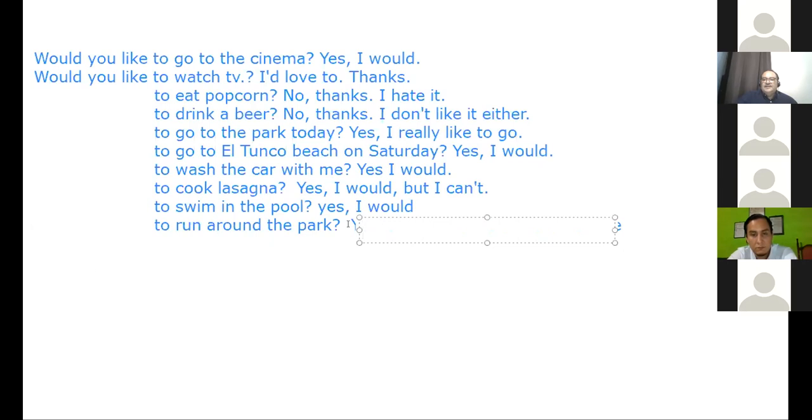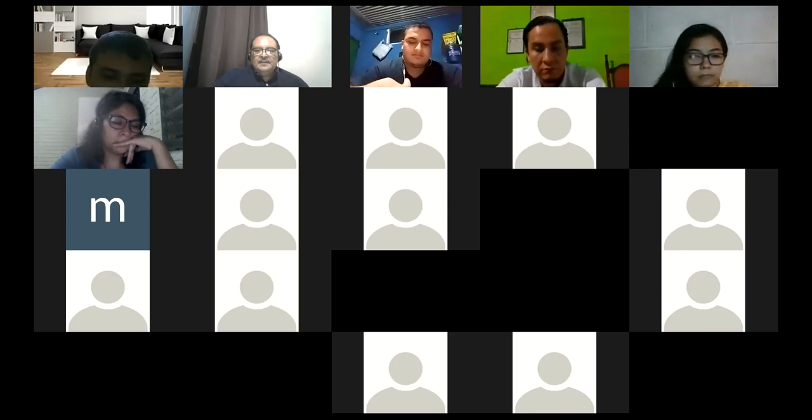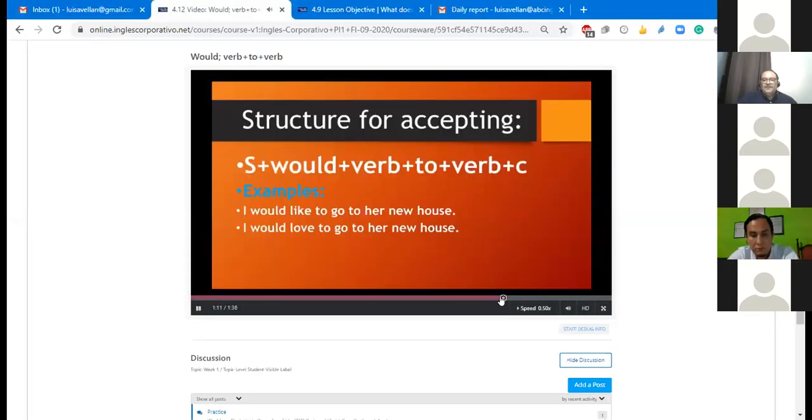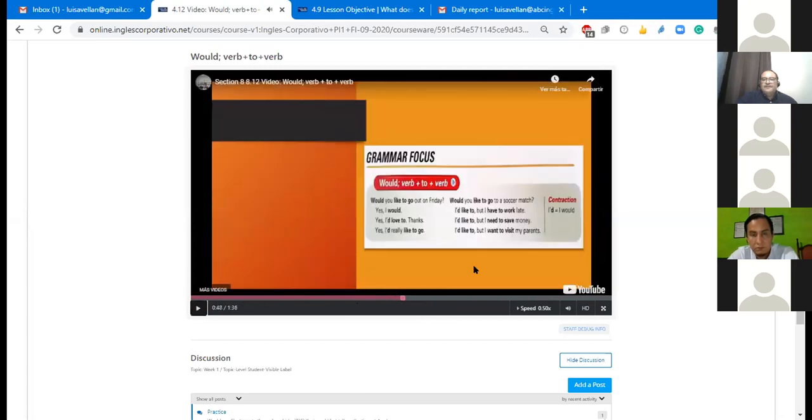All right, so then these are the different structures. We can probably show it later. Let me check here before we, okay, so these are the ones. To go to her new house structure. Subject plus would equals I would. In order to accept, okay, remember that. I'd like to. Okay, you have the questions here, and we are always using I'd like to. So because we are using would. Okay, this is with would.